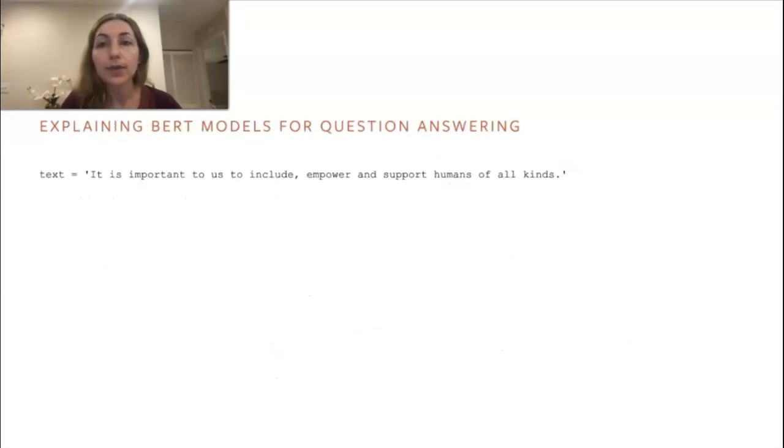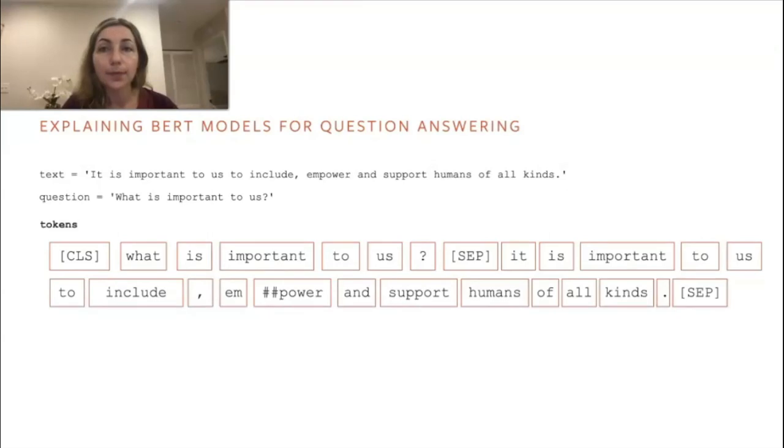Let's assume that we're given a text example such as, "It is important to us to include, empower, and support humans of all kinds." Let's also assume that we're given a question that is as simple as "What is important to us?" Our goal is to predict the start and end position of the answer to the given question in the input text and analyze neuron importance for those predictions.